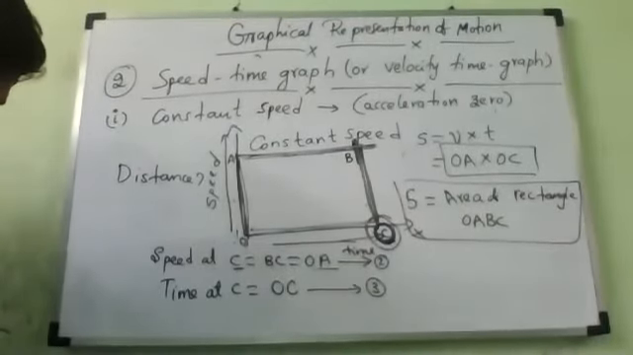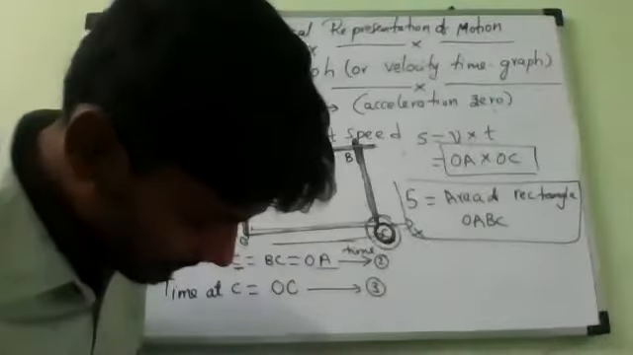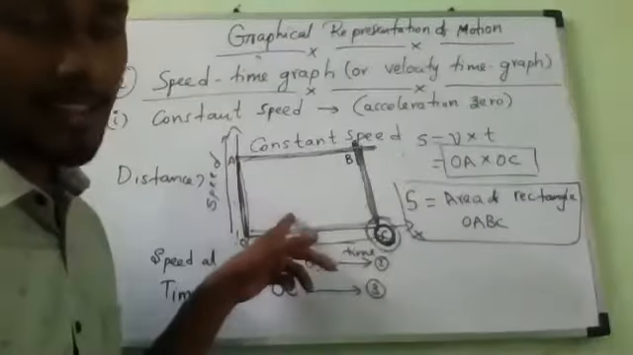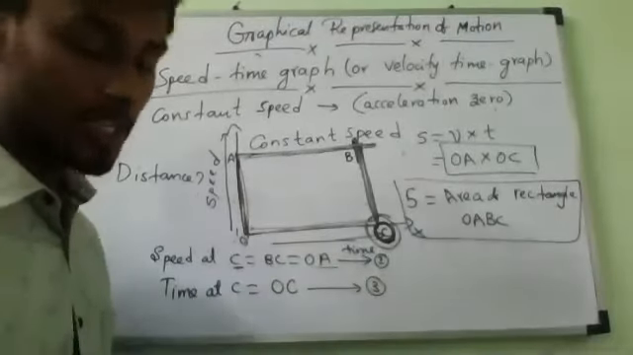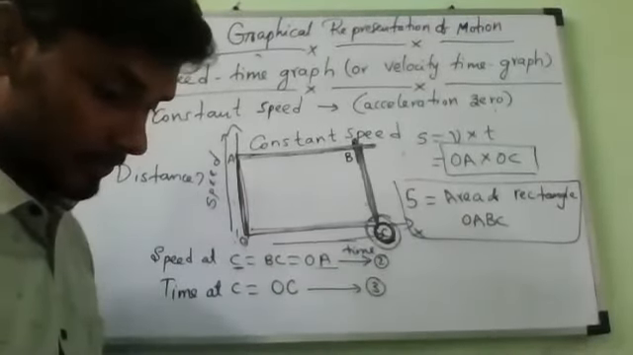Sir, this is only for distance, sir. This is only for calculating distance when the speed is constant. Speed is constant or uniform. Understand? Okay, sir.